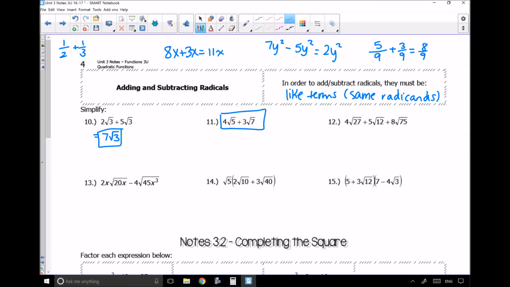Now, in number 12, however, we've got 4 root 27 plus 5 root 12 plus 8 root 75. I'm going to see if I can get these to have the same radicands, okay? So what I'm going to do is this 4 on the outside, there's nothing I can do with it, so I'm just going to copy it down. And then I'm going to look at 27 and see, well, what number can I divide 27 by that's a perfect square?